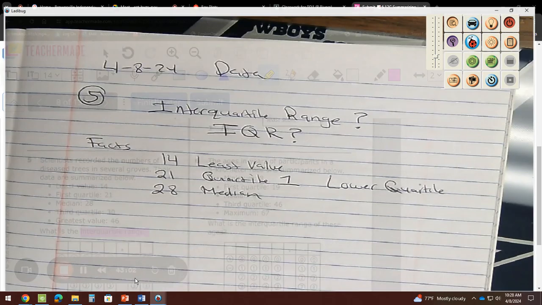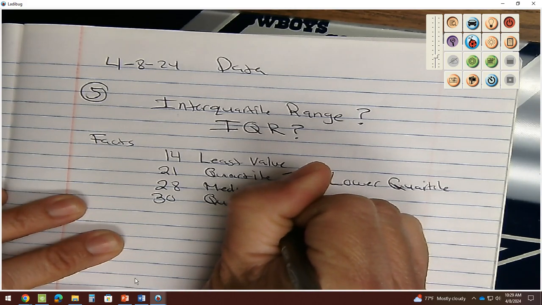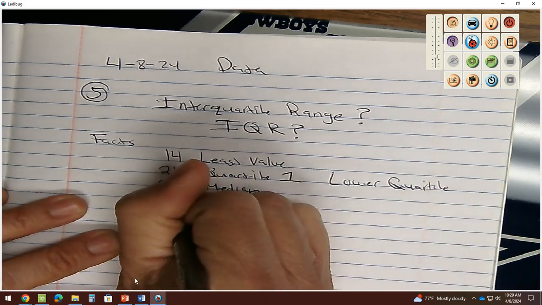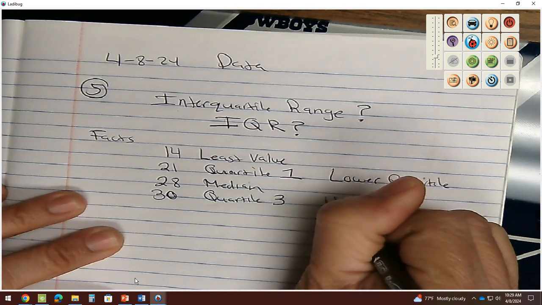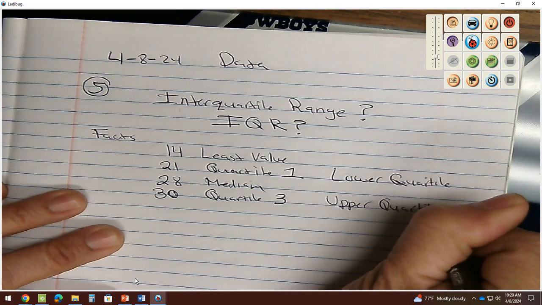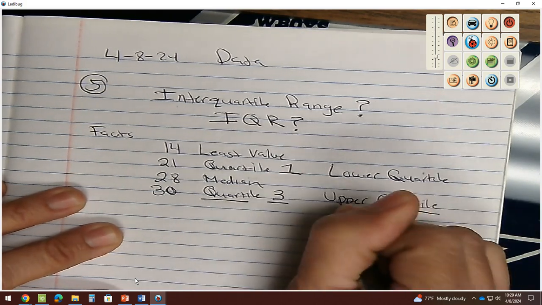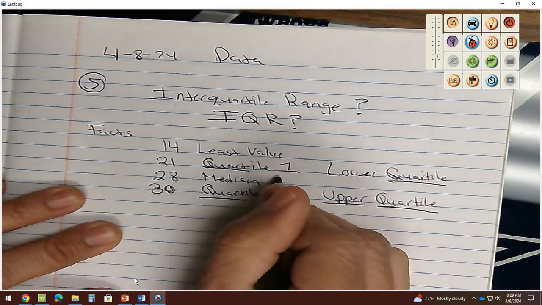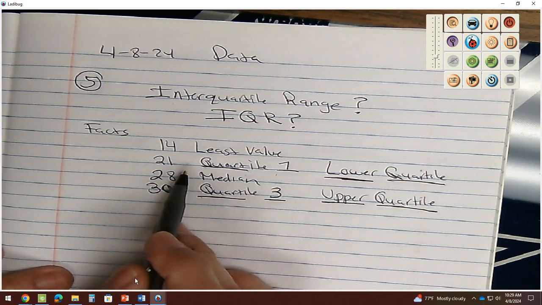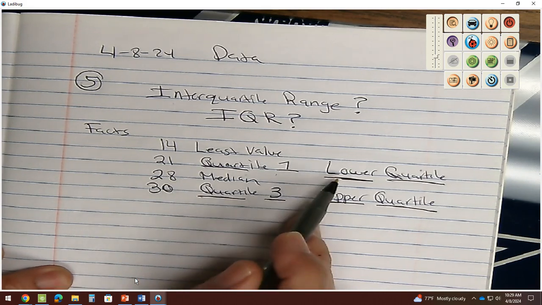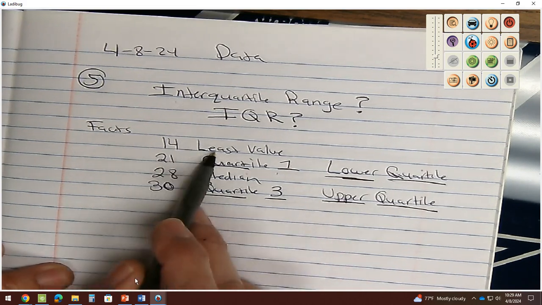Third quartile is 30. This is quartile what? No, quartile 3. And it is 30. And what would I call him if he's quartile 3? Upper quartile. Since you're 3, you're the upper quartile. Since you're 1, you're the what? Lower. Question. And also look at the numbers, the data. 21, he is lower than 30. That's why he's called a lower quartile. 30 is higher than 21. That's why he's called the upper quartile. Now, this guy's not a quartile. He's the least value.